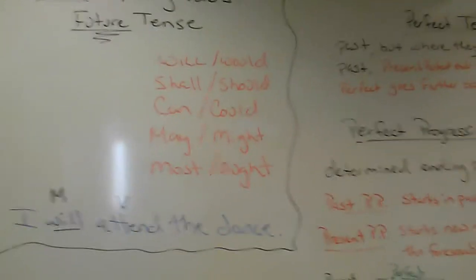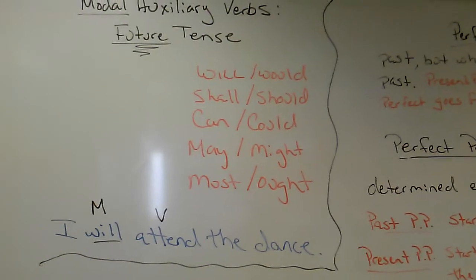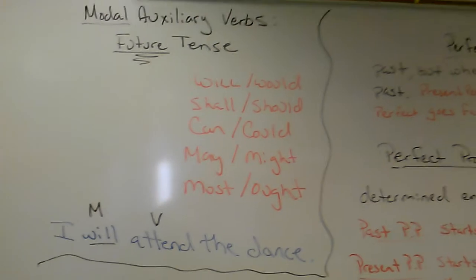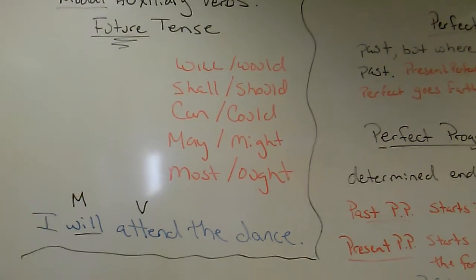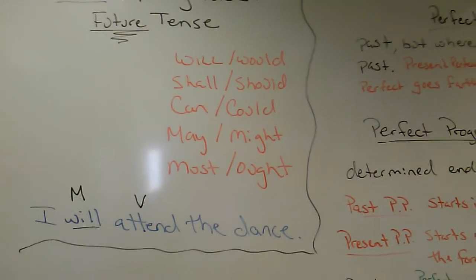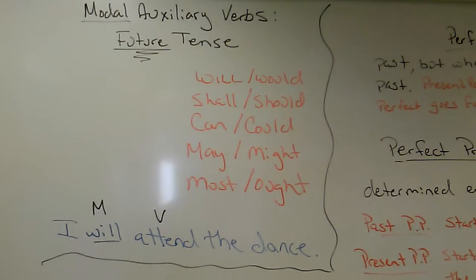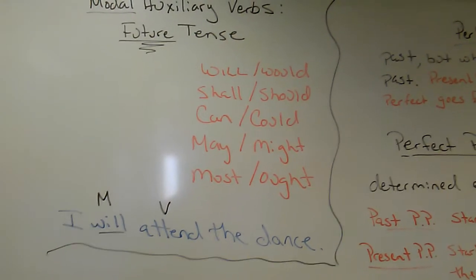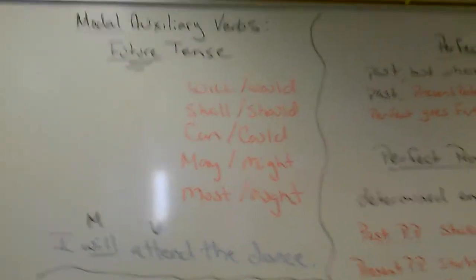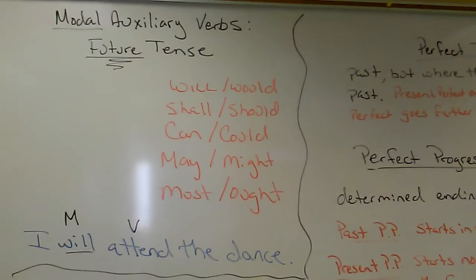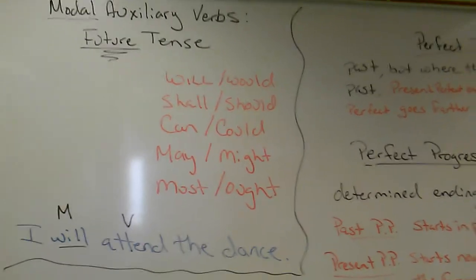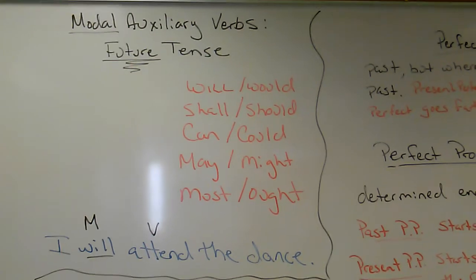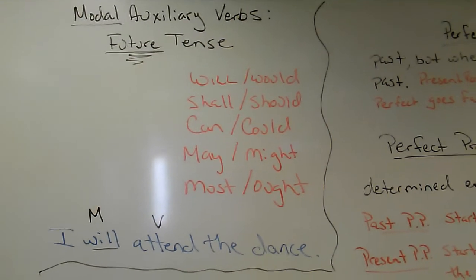There are 10 main modal auxiliaries. Will, would, shall, should, can, could, may, might, must, ought. Now, you can look at these as more of a strong and weak, more definite and probably. I will go to the party. That's kind of definite. A little indefinite. I would go to the party. I shall go to the party.